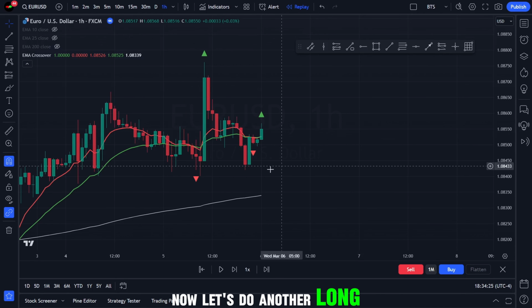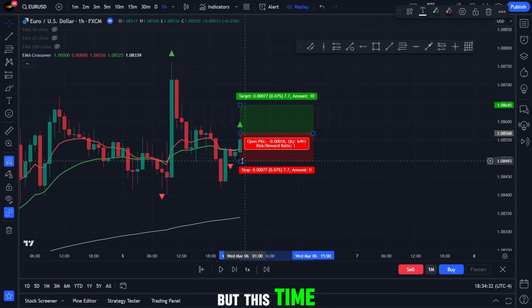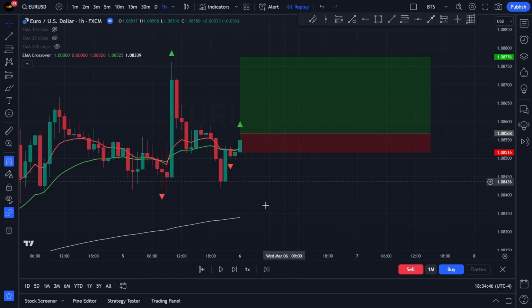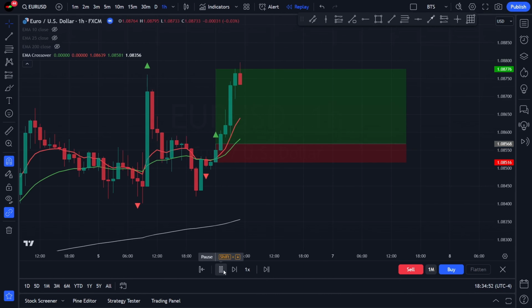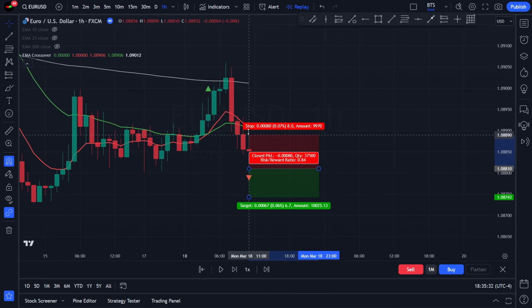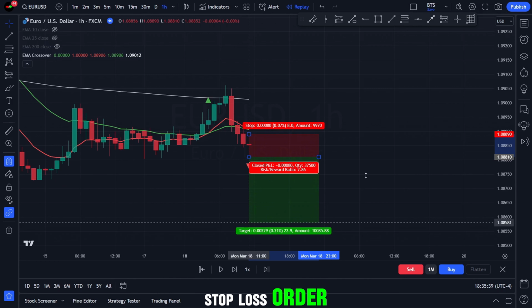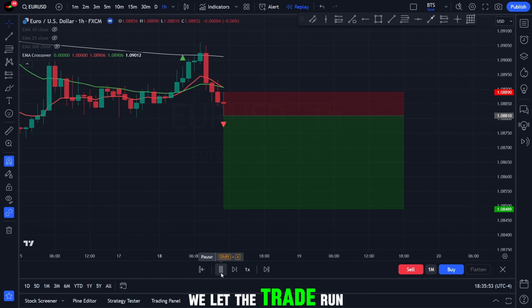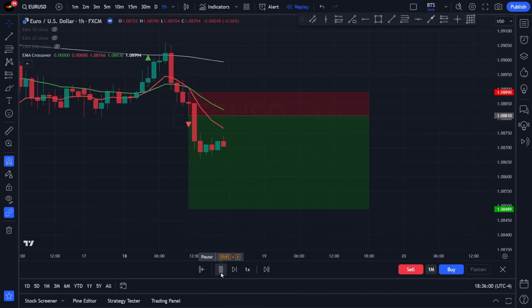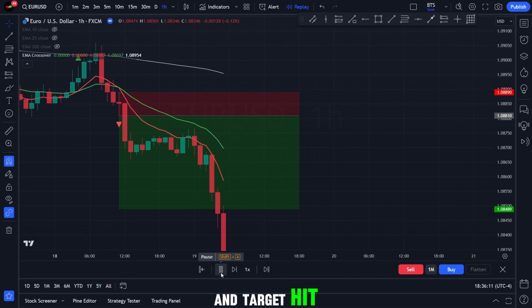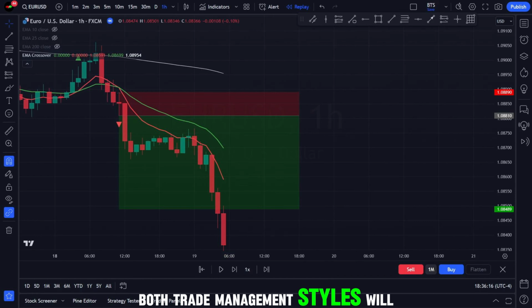Now, let's do another long example. But this time, let's set the profit target at 4 times the risk and see what happens. And our target gets hit. Here, we got a short signal. We'll place our entry and stop loss order. And for target, we'll do 4 times the risk. We let the trade run. And target hit.